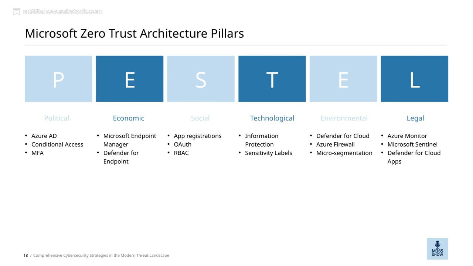Moving on to endpoint management, Microsoft Endpoint Manager helps us manage and secure all our devices. Alongside Defender for Endpoint, we get real-time threat detection and response capabilities to protect our endpoints from attacks. App registrations and OAuth are essential for secure application integration. They enable us to securely connect apps and services, ensuring proper authorization and authentication flows. Role-based access control, or RBAC, allows us to assign permissions based on roles, minimizing the risk of overprivileged users and maintaining strict control over resources.